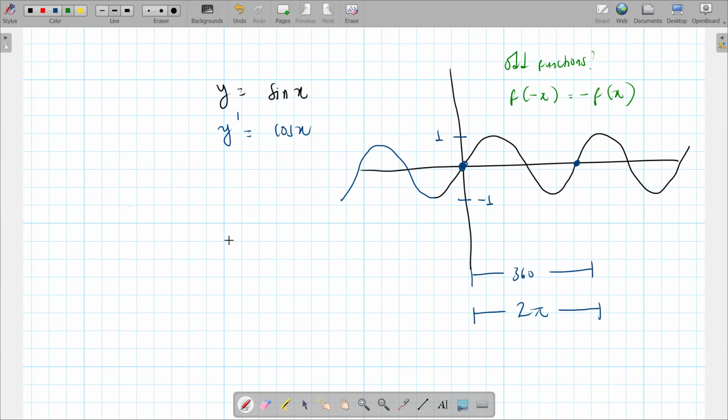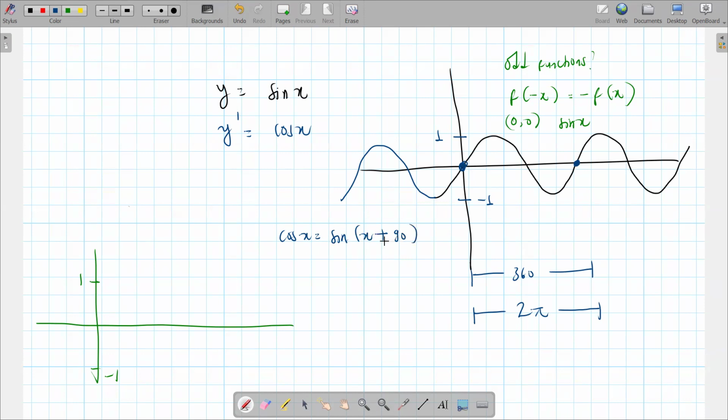Cosine x looks like this. I need some space. Very similar to sine x. Maximum is 1, minimum is -1, period is still 360. But the difference is sine x goes through the origin, 0, 0 for sine x. Cosine x doesn't go through the origin. Cosine x, you can also think of it this way. Cosine x, the function, is sine of x, the function, moved 90 degrees to the left. Remember, x plus 90 means it's x plus, so you would think this goes 90 to the right, but actually it goes 90 to the left.